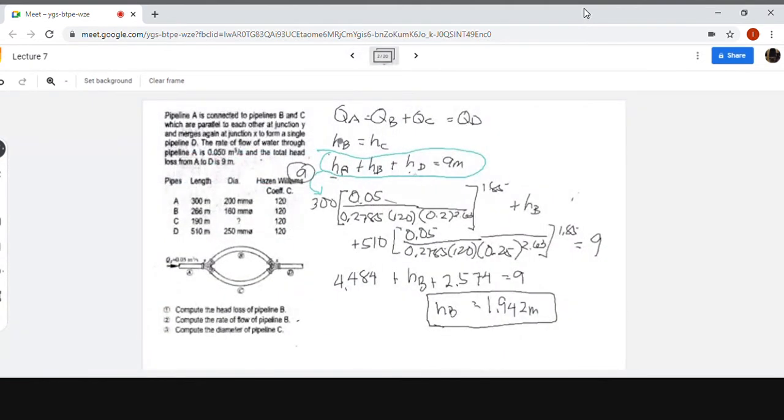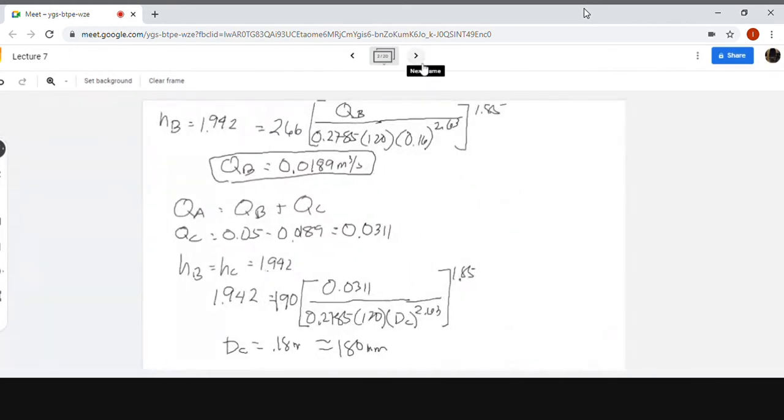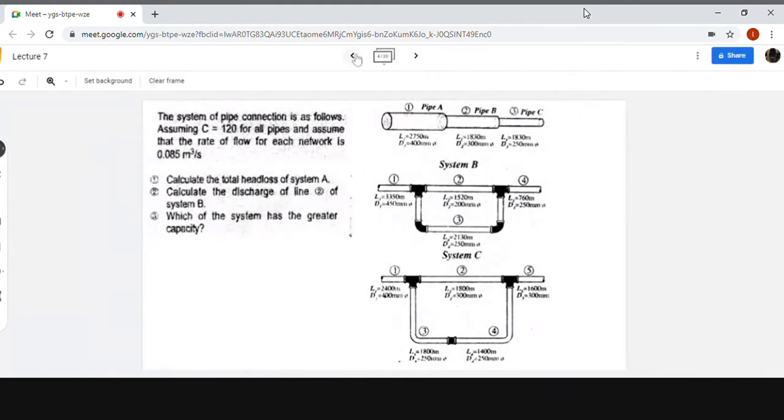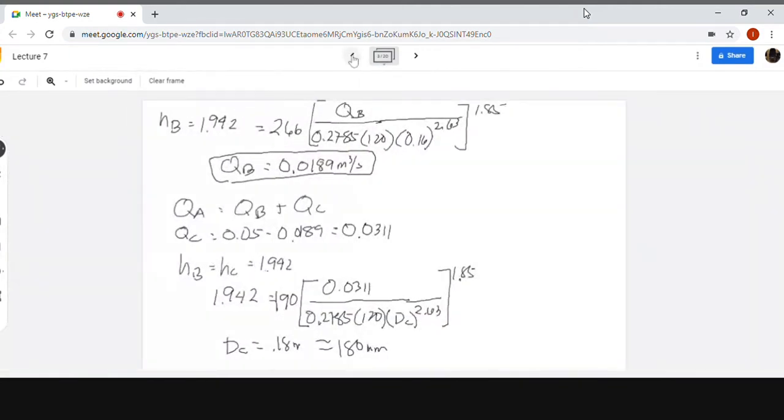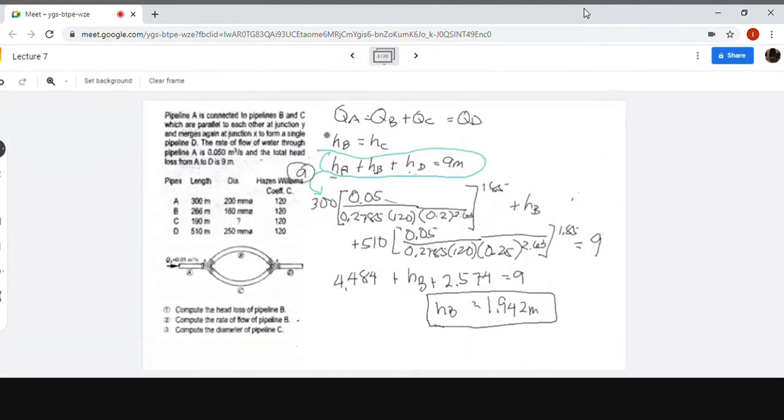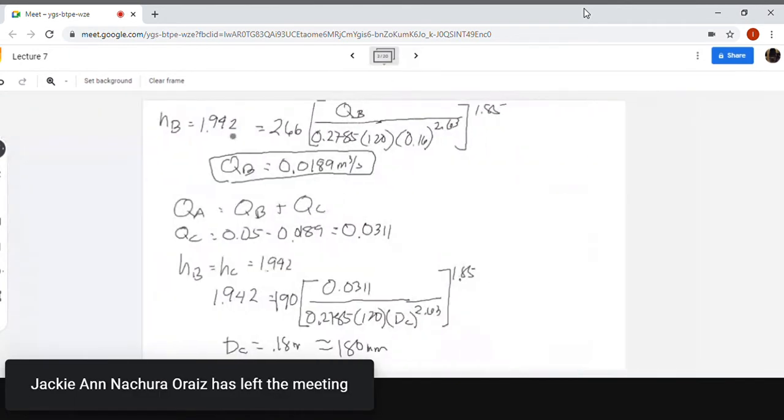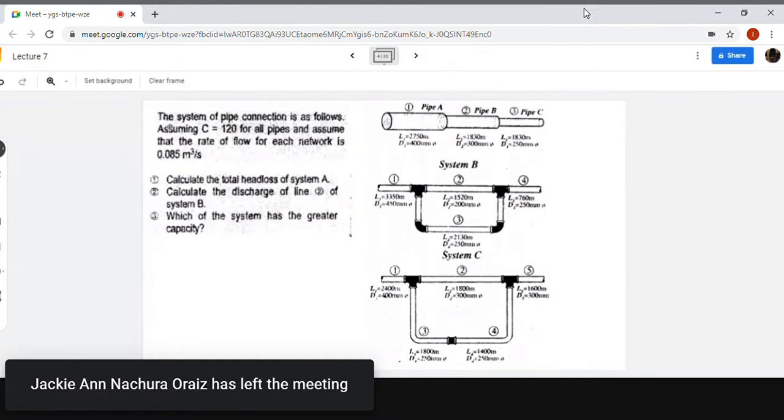So, any question regarding this one? Did you understand? Yes, sir. So what we did is formulate the equations, then look for the values that can be used. For example, here there is only one unknown, HB, so you can get HB.